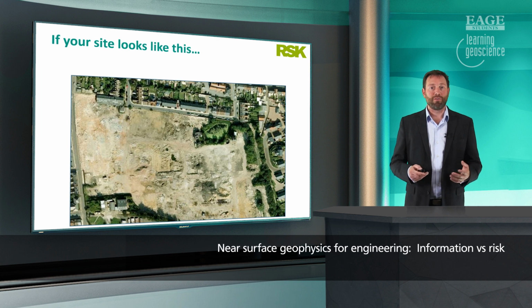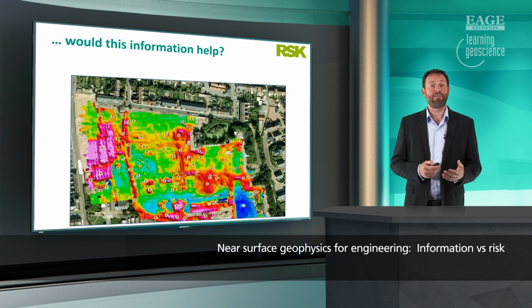So as a final point, if your site looks like this, where there's a high risk of features which are not visible at the surface and are going to be difficult to characterize and de-risk with a series of intrusive investigations, then you need to think whether a data set like this, with the information it will provide you, is going to be useful in de-risking that site and helping you understand how to take it forward for engineering development.